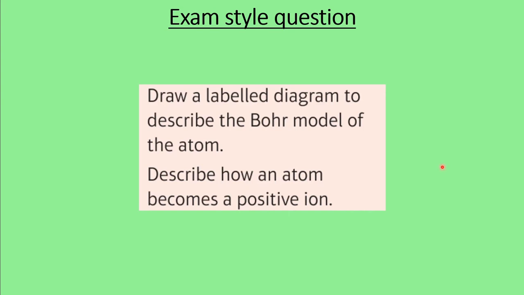So here's just to finish, an exam style question for you to have a go at. I want you to draw a labelled diagram to describe the Bohr model and then describe how an atom can become a positive ion. Pause the video and have a go.